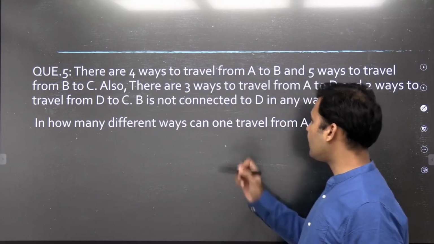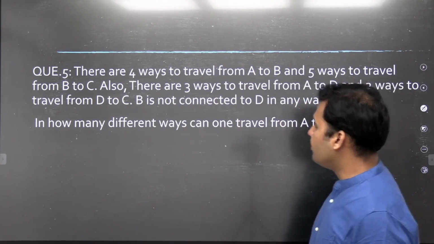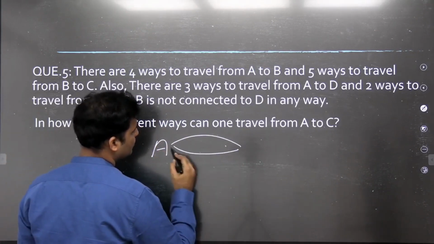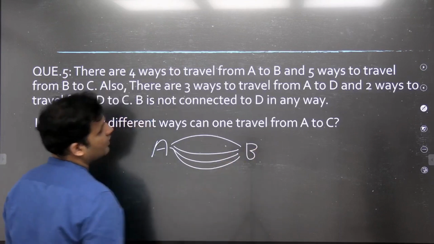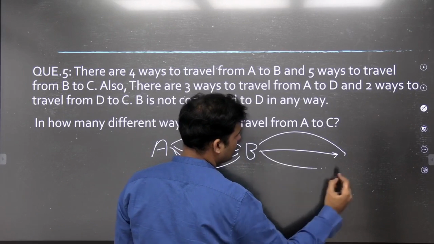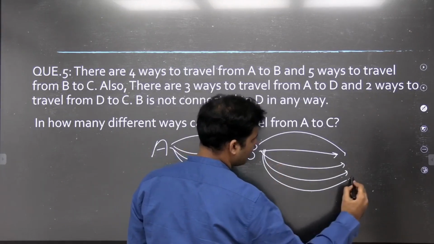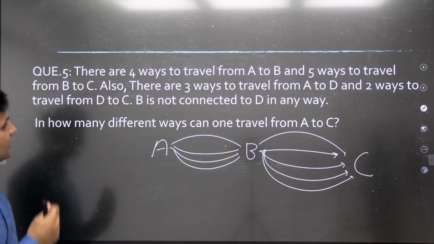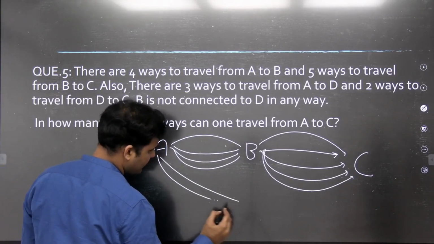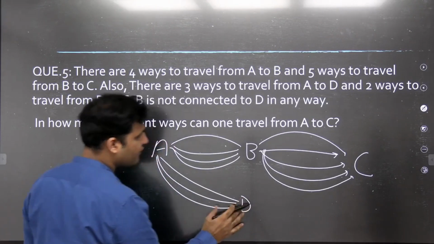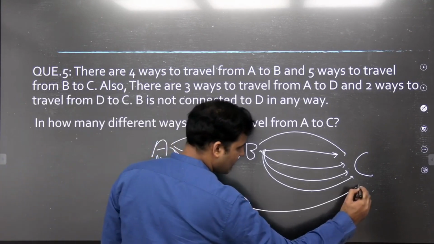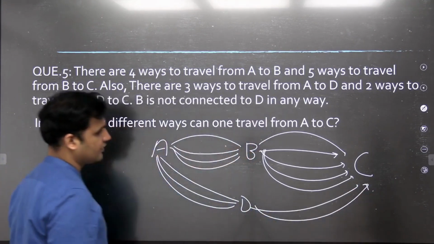Let's talk about it. The 4 ways to travel from A to B, right? A से B जाने के आपके पास 4 ways हैं, 1 2 3 4, and 5 ways to travel from B to C. So B to C you have 5 ways, 1 2 3 4 and 5. There are 3 ways to travel from A to D. A से D जाने के आपके पास 3 तरीके. A to D. D is a different location, right? And 2 ways to travel from D to C, and D to C जाने के आपके पास 2 different ways.